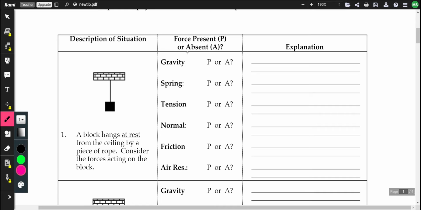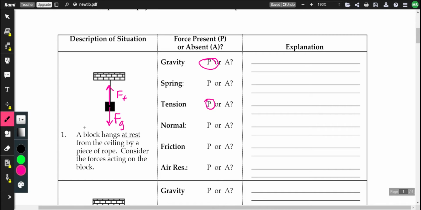Right off the bat, my go-to, and I'm glad they put this on top, is gravity, because that's always, or almost always, going to be a force that's present there. So we've got the force of gravity. And the other piece I know is that this is hanging by a piece of rope. So I have to decide, okay, is that spring or is that a tension force? Springs are specifically from springs, so this one's going to be tension. There is the force of tension pulling this object back up by the rope.